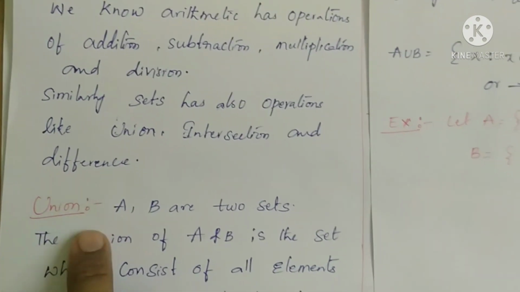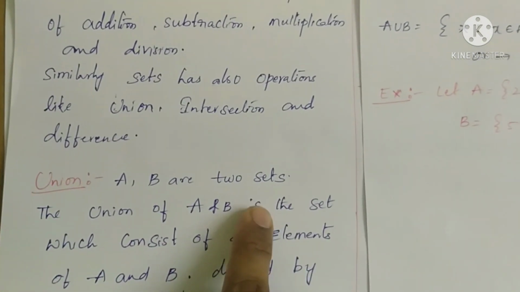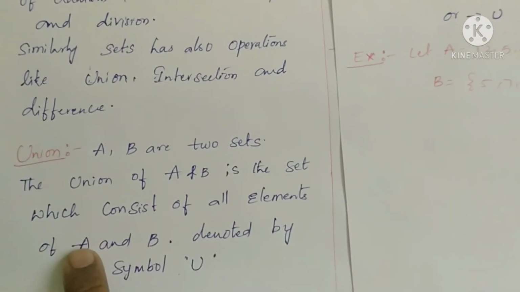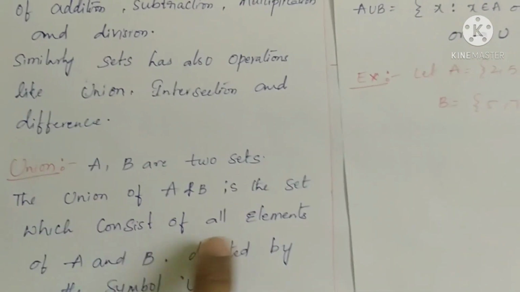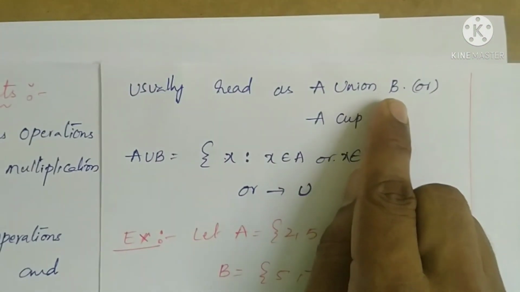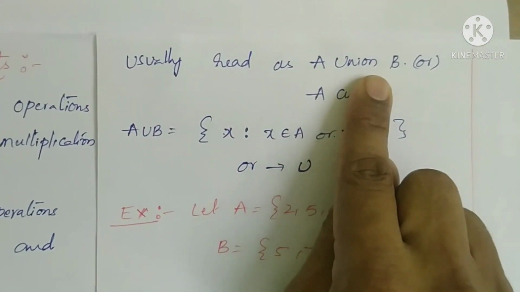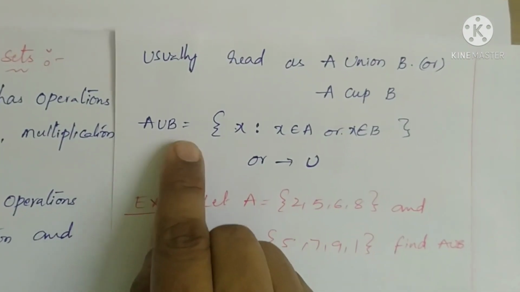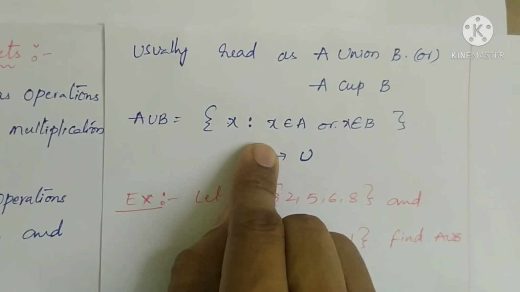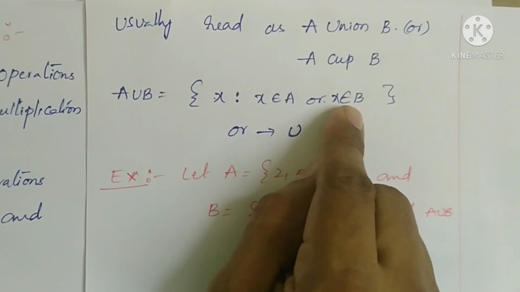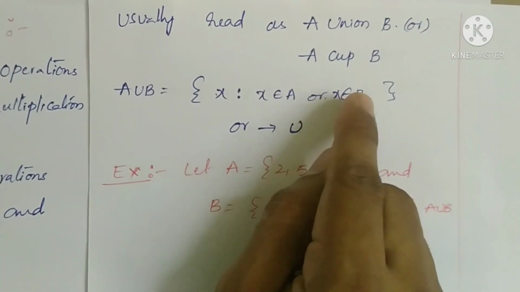So here first one, union. A, B are two sets. The union of A and B is the set which consists of all elements of A and B, denoted by the symbol ∪. Usually read as A union B or A cup B. Here A union B equals, in set builder form, X such that X belongs to A or X belongs to B.